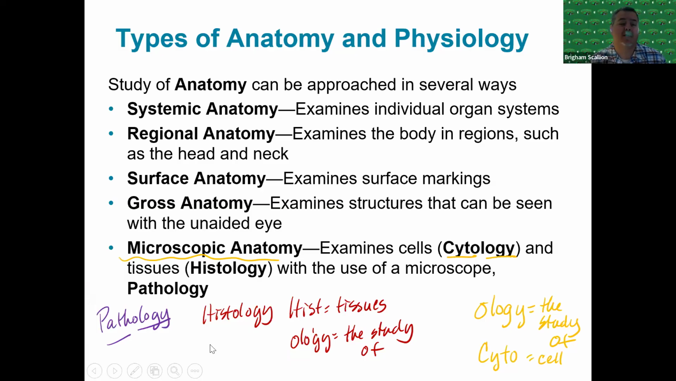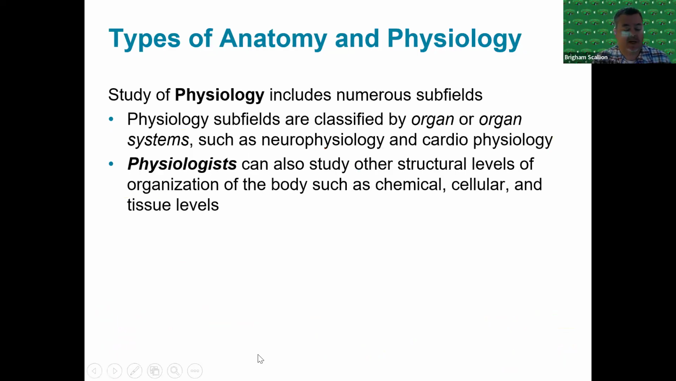So we can study anatomy several different ways. We can study the systemic anatomy. We can study the human body regionally. We can study surface anatomy. We can use our eyes and study anatomy, that's gross anatomy. We can use a microscope. Now, how can we study physiology?